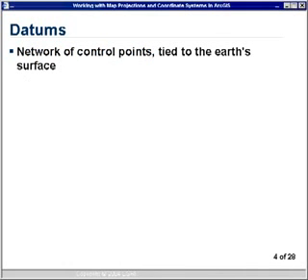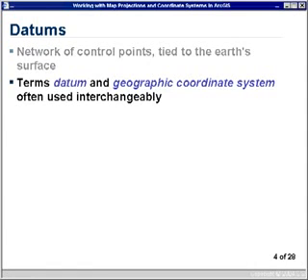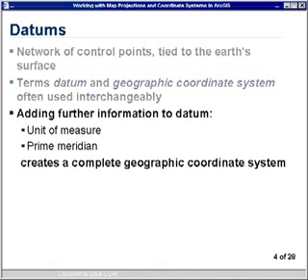Now, I want to discuss a little bit more about datums versus geographic coordinate systems. A datum is really the main chunk of a geographic coordinate system. It's a network of control points that are tied to the Earth's surface. A lot of times you'll see the terms datum and geographic coordinate system used interchangeably. But what a datum really is is the network of control points, and when you add more information to it, such as an angular unit of measure and a prime meridian, that then creates a complete geographic coordinate system definition. And you should try to use that terminology, geographic coordinate system, when you're talking about what the information is on your data set.